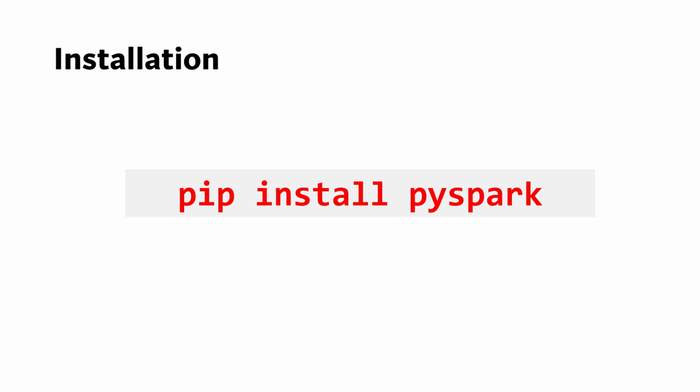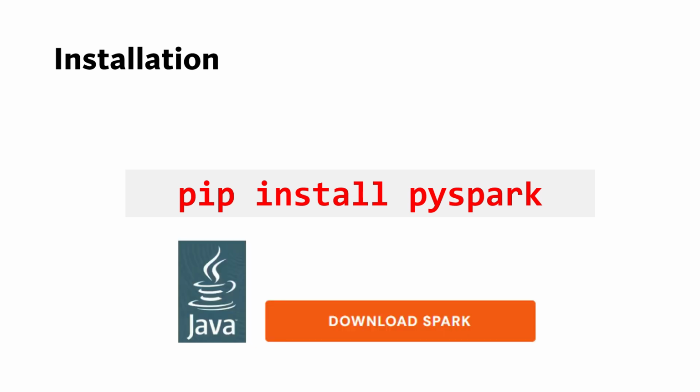PySpark is included in the official releases of Spark available on the Apache Spark website. Python users can use pip installation from PyPI. They would require Java's JDK and also need to download Spark files from the Spark website.